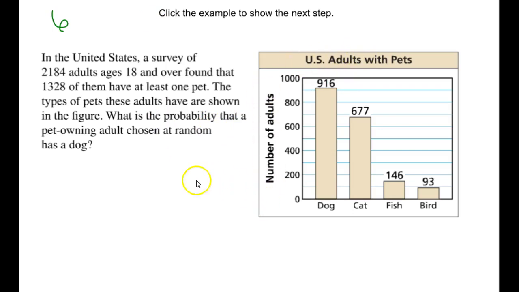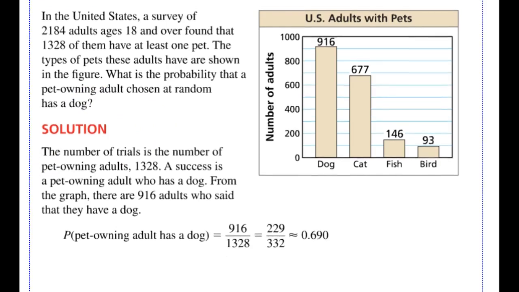So we see here that this data does not include all of these adults that were surveyed. It only includes the ones that had a pet. So I can limit that to the information that I'm given. So what is the probability that a pet-owning adult chosen at random has a dog? Let's look at my solution here.